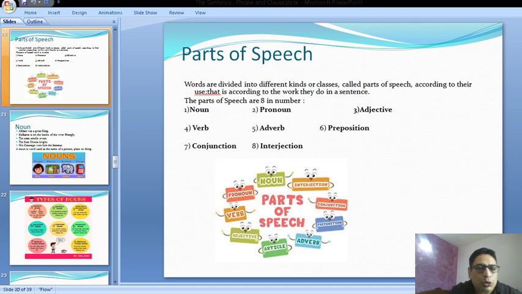Now let's come to parts of speech. As you know, there are 8 parts of speech. These 8 parts of speech are the noun, the pronoun, the adjective, the verb, the adverb, the preposition, the conjunction, and interjection. Now one more thing I forgot to tell you, in English communication, your accent and clarity of accent is very important when you are speaking it in particular.